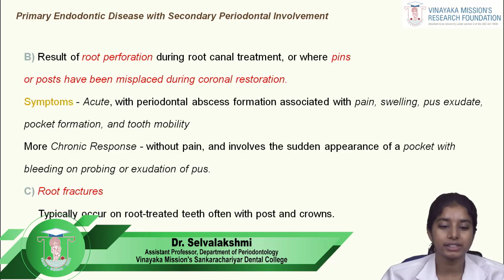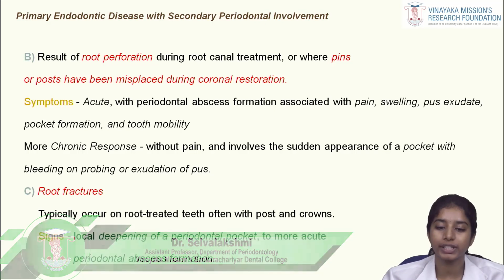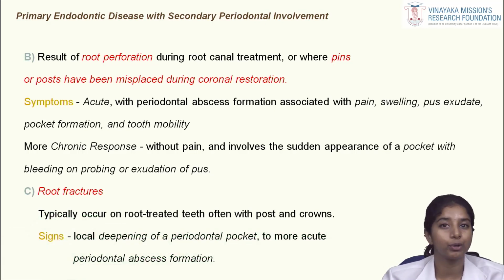Then we have root fractures, which typically occur on root-filled teeth, often with posts and crowns, and the signs are local deepening of the periodontal pocket to more acute periodontal abscess formation.